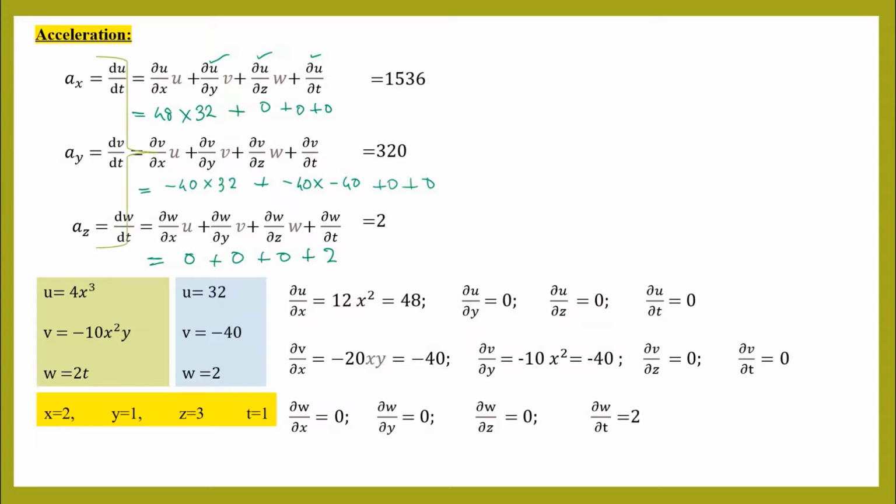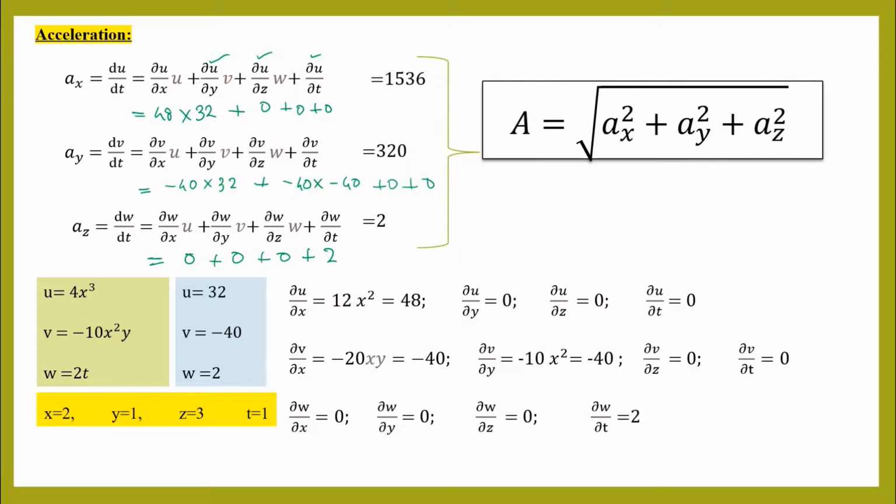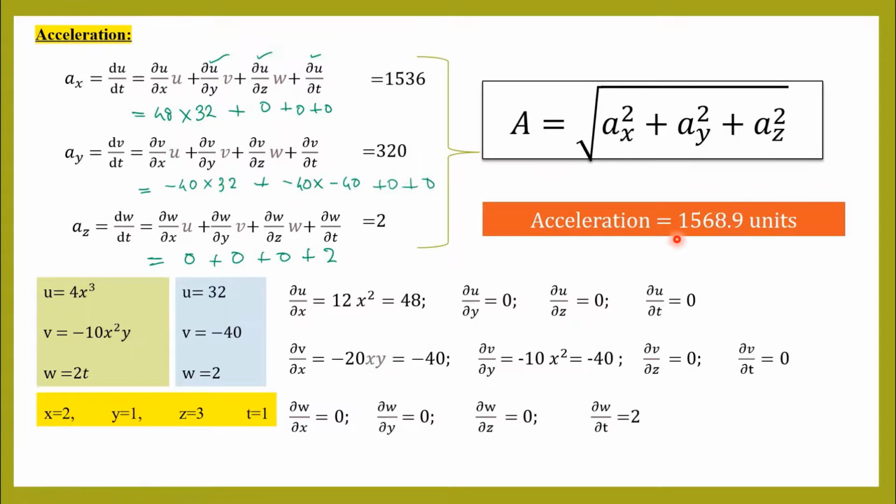In order to find the acceleration, you have to find ax square, ay square, az square, add them up and find the square root. So a is equal to root of ax square plus ay square plus az square. And you will get the answer of acceleration as 1568.9.